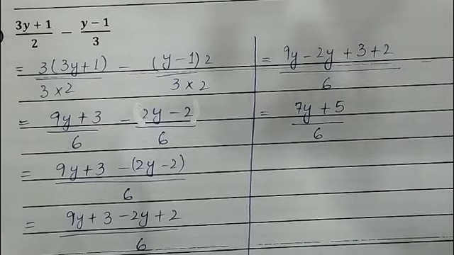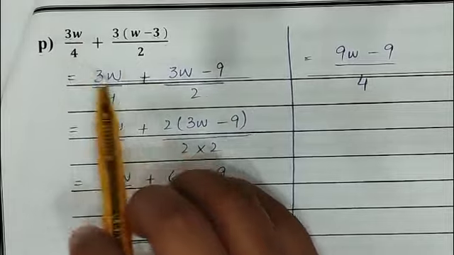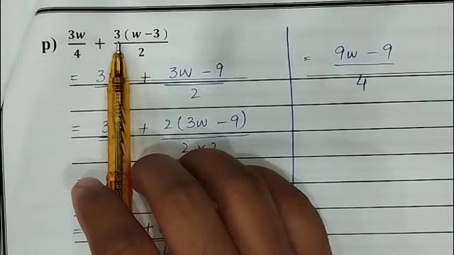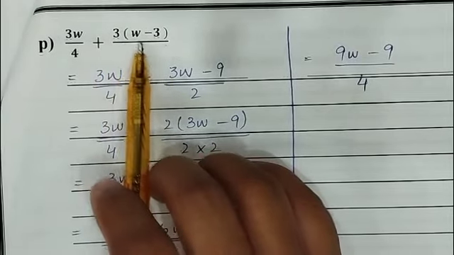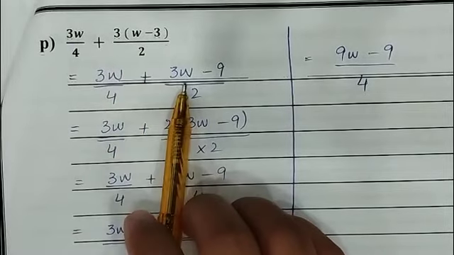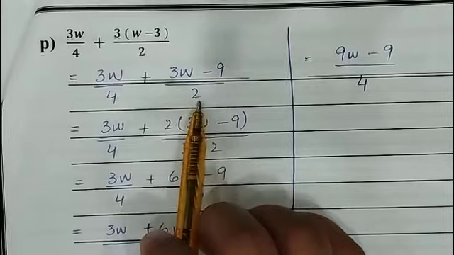Let's move towards the next part. This is the last part of question number 14. Here you also have fractions, and you are seeing that there is a number outside this bracket. So first we are going to multiply this number inside the bracket. So 3w by 4 as it is, plus 3 multiplied by w is 3w, and 3 multiplied by 3 is 9, and the minus sign as it is, divided by 2.